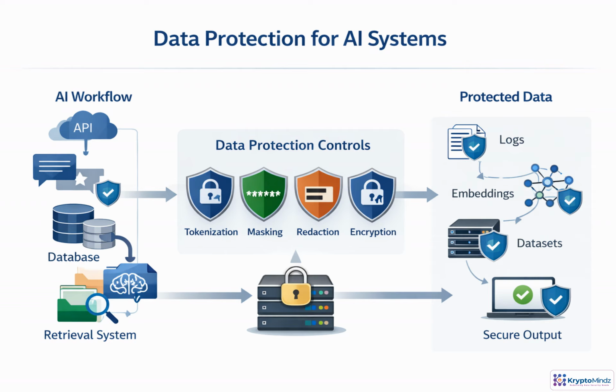AI systems move sensitive data through prompts, APIs, retrieval, logs, datasets, and outputs. In this module, we'll focus on protecting that data at each step with controls such as tokenization, masking, redaction, and encryption, designed into the architecture from the beginning.